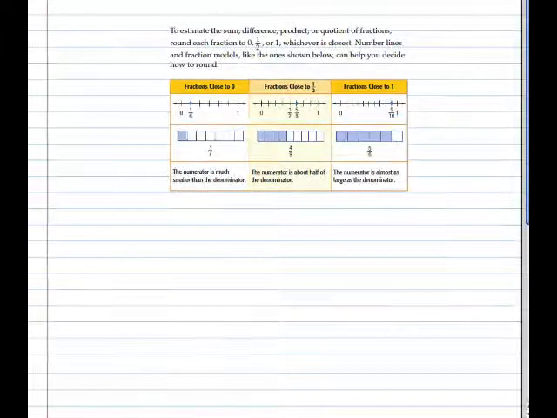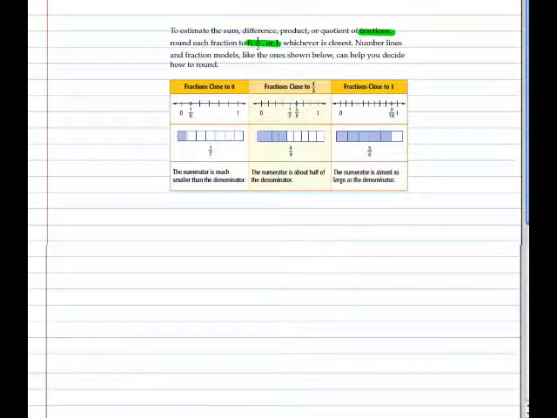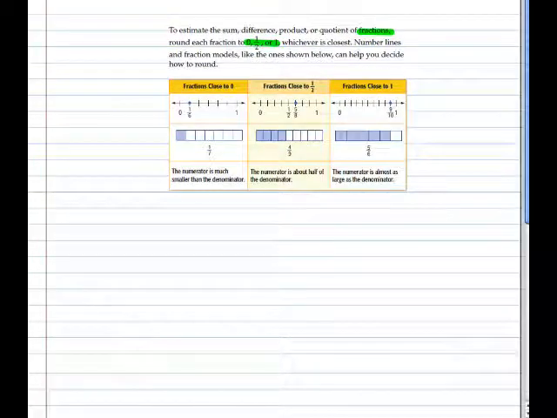To estimate the sum, difference, product, or quotient of fractions, now we're moving to fractions instead of mixed numbers. In this case, we're going to round to 0, 1/2, or 1, whichever is closest. So, mixed numbers to the nearest whole number, fractions to 0, 1/2, or 1.